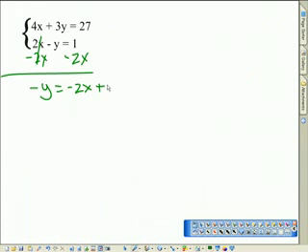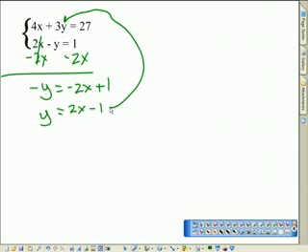Do I want -y? No. What do I want, Beth? Positive y, right? So I'm going to change the sign of everything. Just change the y to a positive y. -2x becomes positive 2x. That positive 1 becomes -1. Okay, now I can plug this in for y right there. So my equation now becomes 4x plus 3 times 2x minus 1 equals 27.